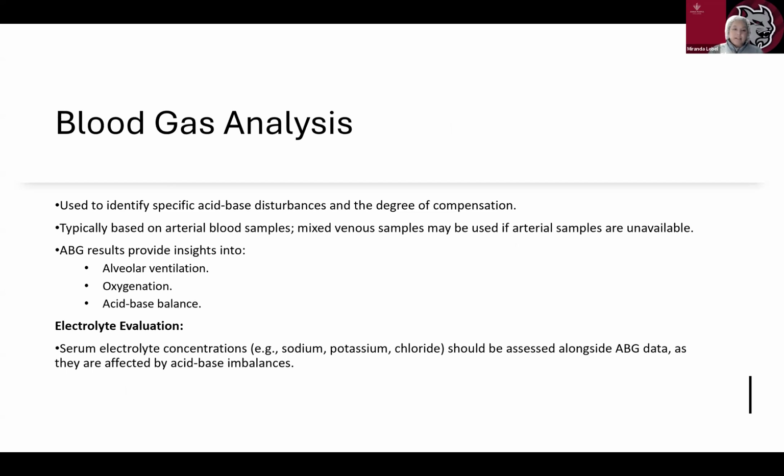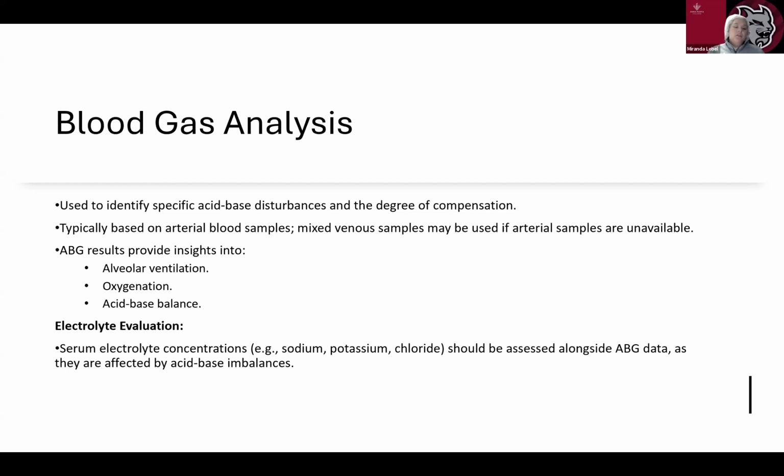So blood gas analysis, I'm just going to talk about it here, but we're going to practice in class. It's used to identify specific acid-base disturbances and the degree of compensation, typically based on arterial blood samples. But you can also get mixed venous blood samples. Where I work, they do ABG and venous blood samples. The venous blood is a little bit easier to get, so that's why they like to use that.